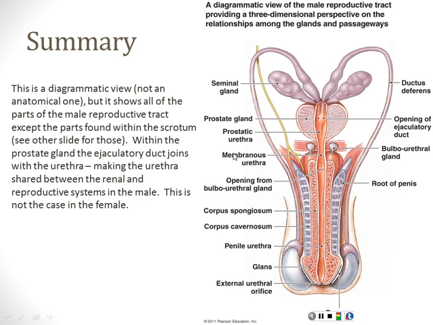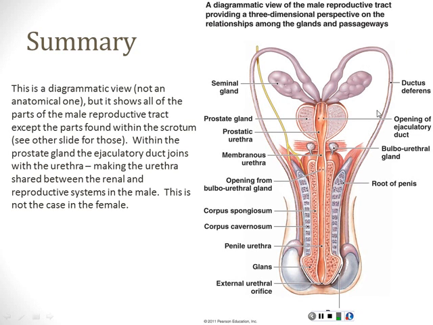All right. So a difference between male and female is, for the male, the urethra from the prostate gland to the external orifice is shared between the reproductive and urinary systems, which means that in terms of disease, one can cause problems with the other. So, for example, if you have an infection in the testes, it can cause an infection in the bladder because they're sharing a pathway, right?